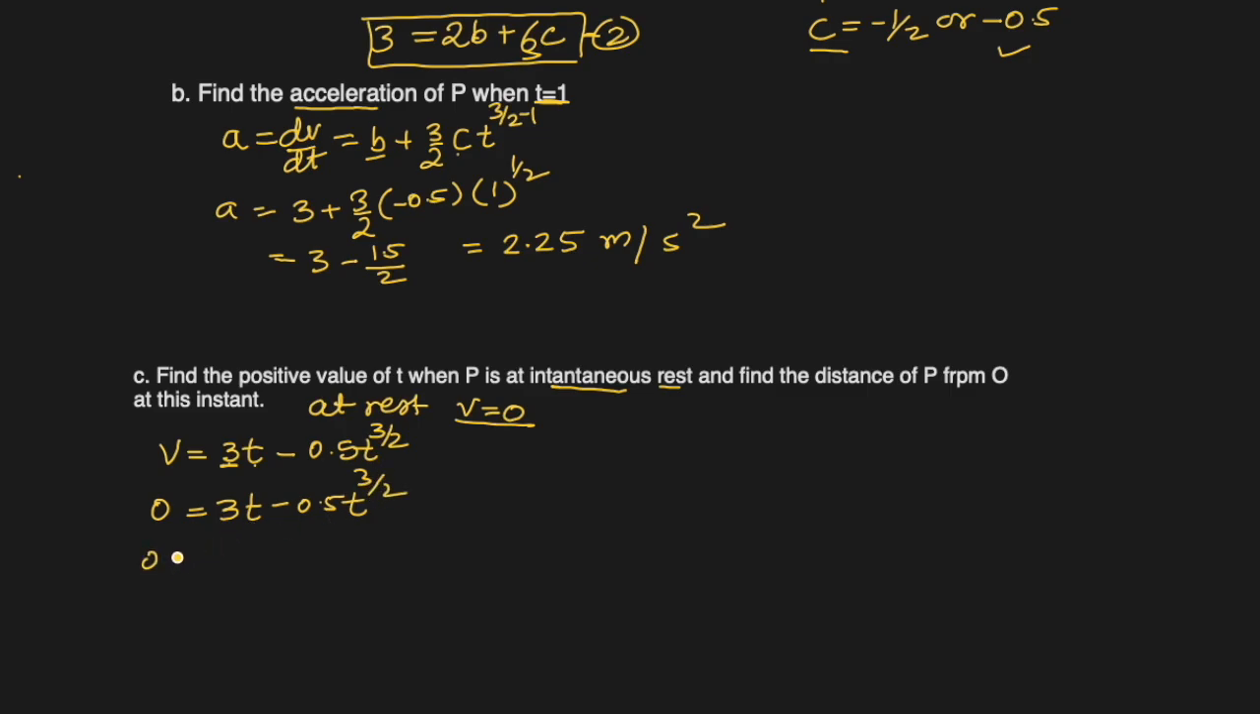So let's take t common from here. So t is taken out. We are left with 3 here minus 0.5, and out of 3 over 2, 1 is out. This t to the power 1 is out.